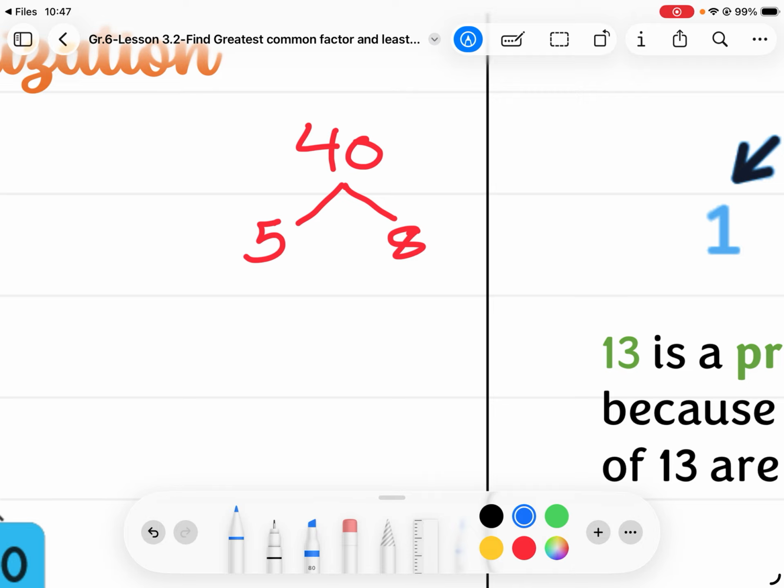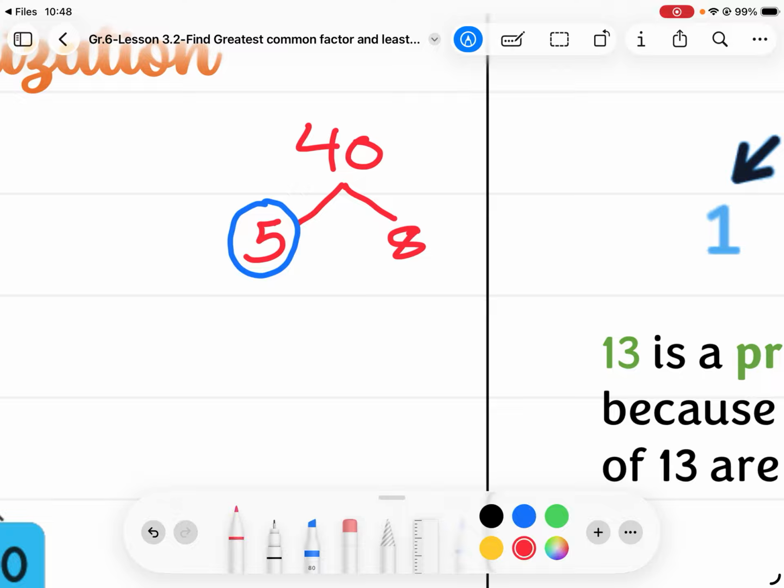So if you guys don't want to get confused, what do you do? You circle it, so you will know that this number is a prime number. Okay? It's ready to be listed. Now, number 8. Let's look at number 8. Can you factor number 8?